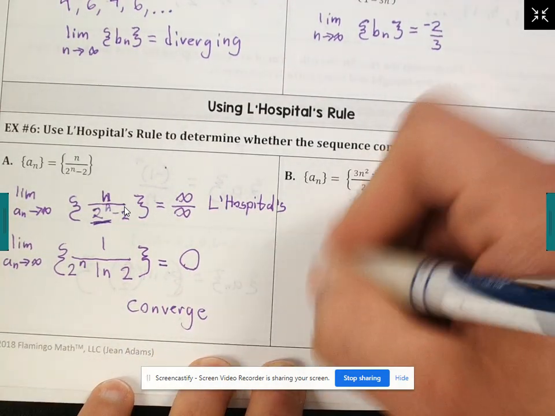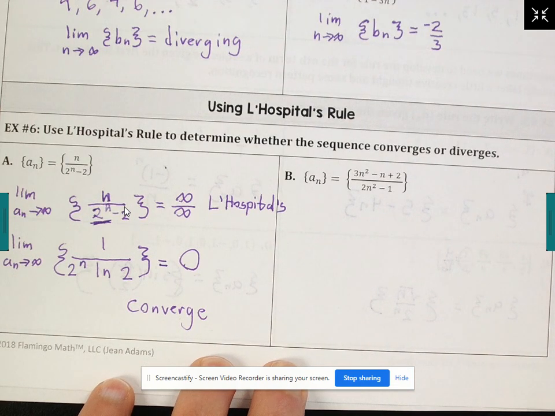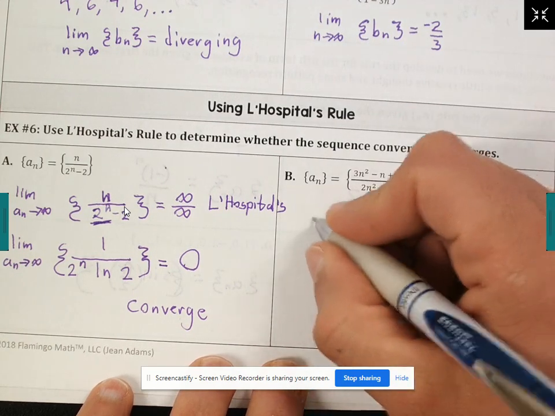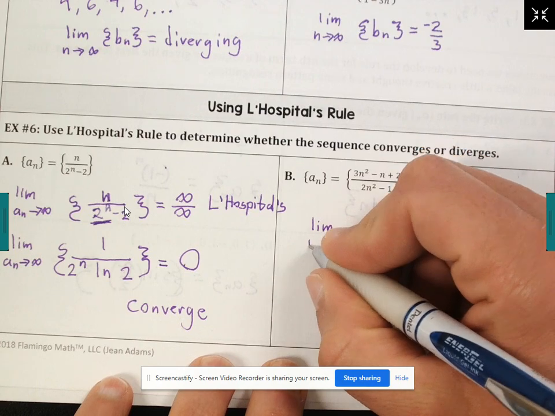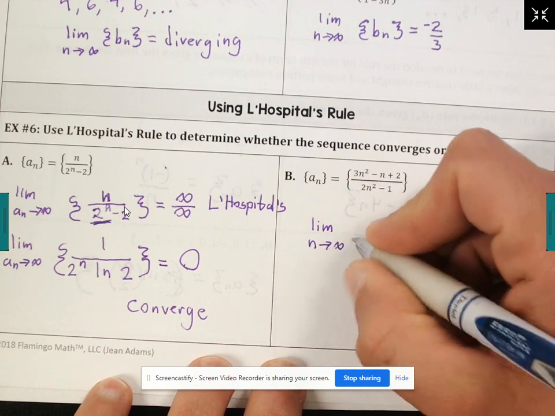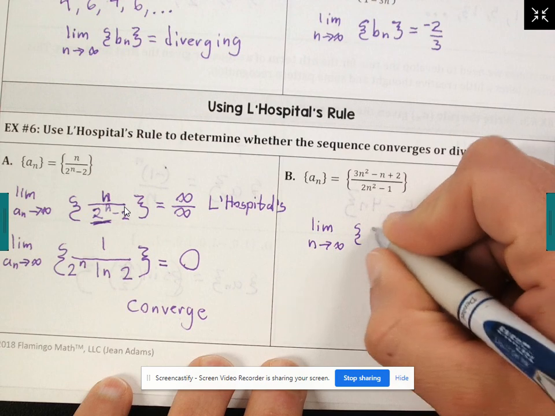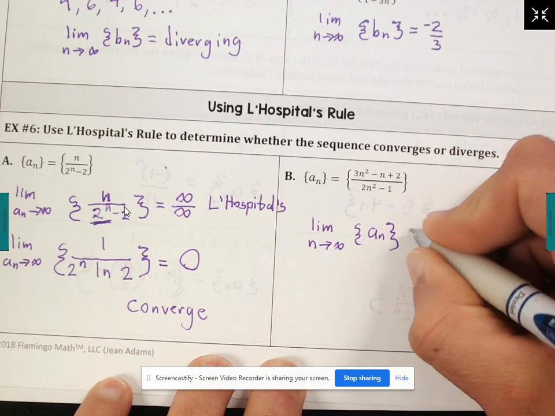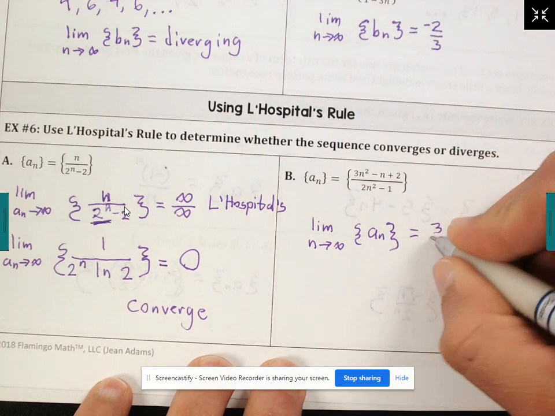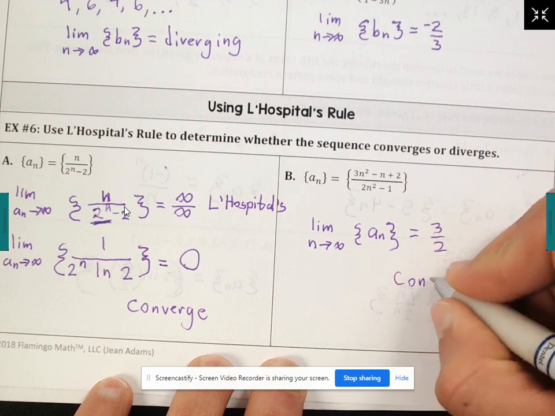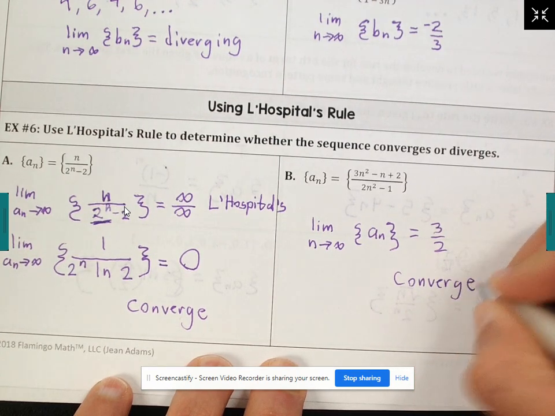Now this one right here, again, on this one you actually use L'Hopital's rule twice, all right? Because you do it once, and you still get infinity over infinity, and you can do it again. And once you do it again, you'll get 3/2. So I'll let you do this one on your own if you want to do it. I may have to stop early, but so this is converging.